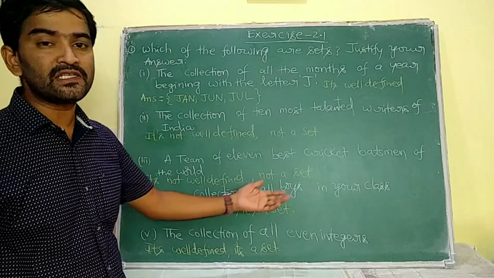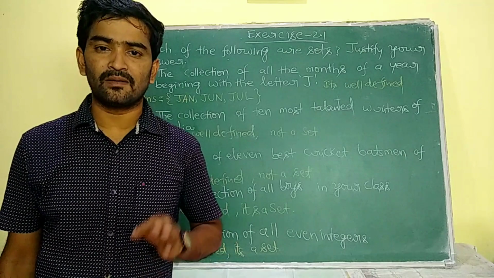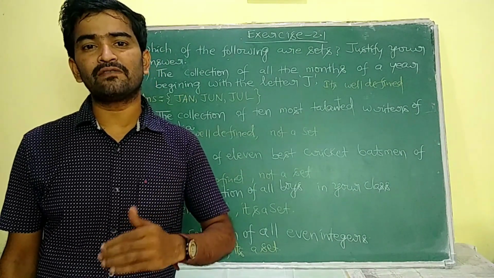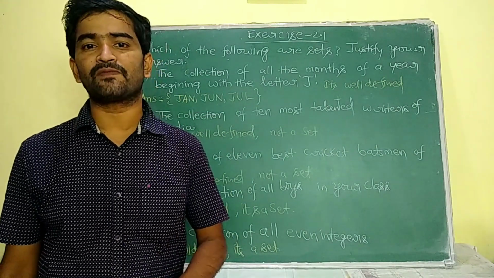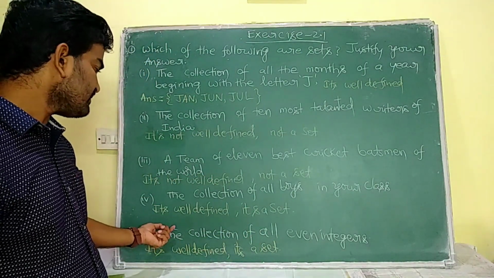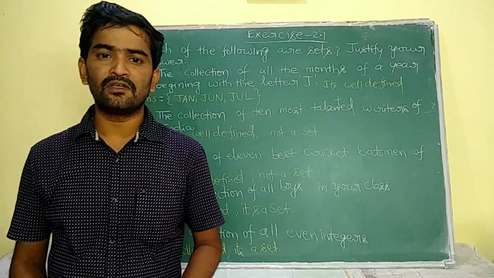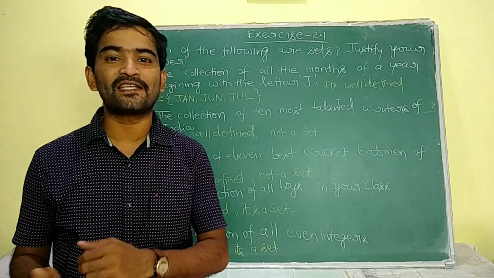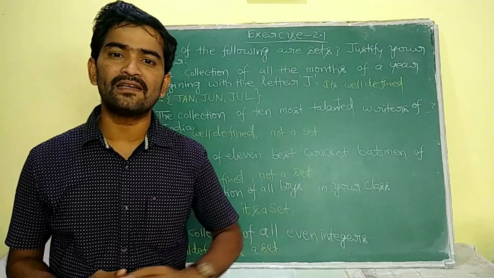The collection of all the boys in your class. Yes, in that specific class. In that particular class, the boys form a well defined set because whoever writes the names of the boys, everyone will get the same list. So that's why it's well defined, so it is a set. Next, the collection of all even integers is well defined. Why? Because whoever in the world lists the even integers is going to get the same list of even integers. As it is well defined, it is a set.